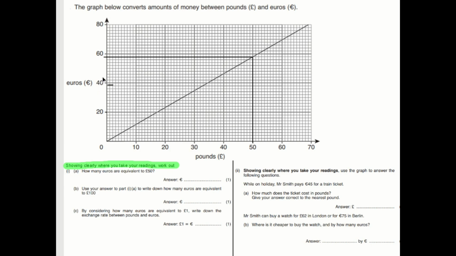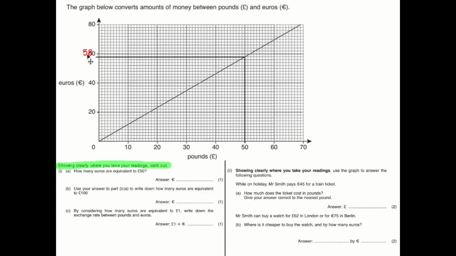Well, looking at the scale here, I've got 40 and I've got 60. So I'm going a jump of 20 euros in 10 equal little squares, which means each square is worth 2. So this point here is 58. So how many euros are equivalent to £50? 58 euros.